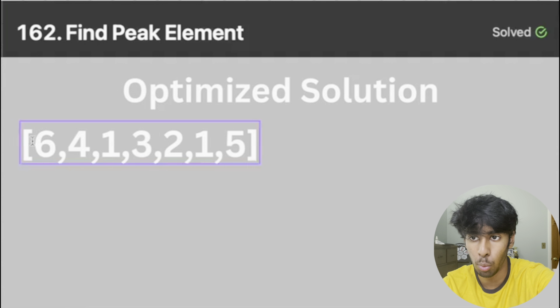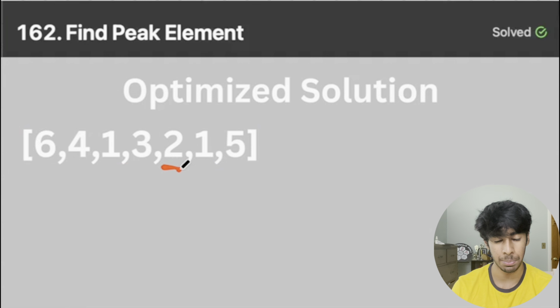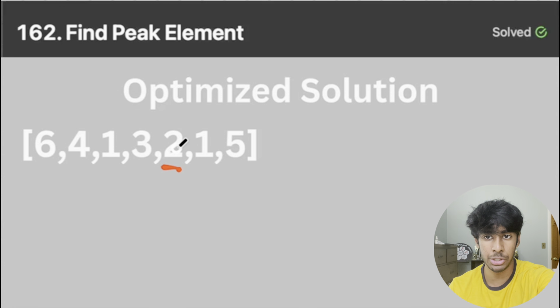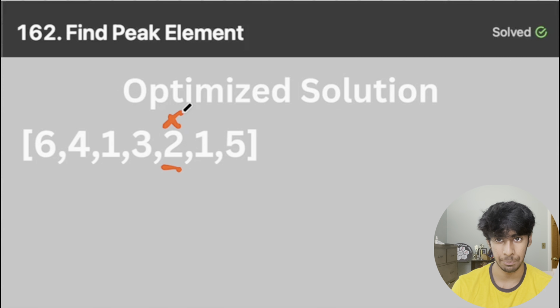So let's say we just take a look at the number 2 right here. And then we want to check whether that is a peak element or not. So we compare it to the element to the right of it, and it is greater, so that's good. But it's not greater than the element to the left of it. So unfortunately, 2 is not a peak element, so we need to keep looking.